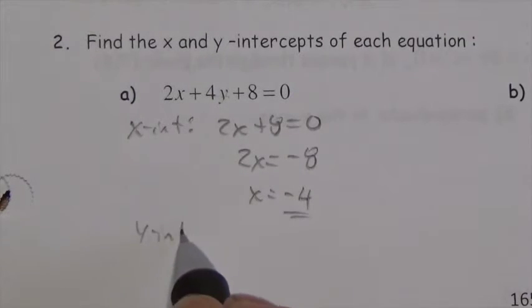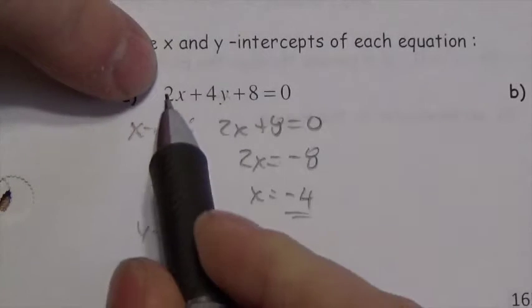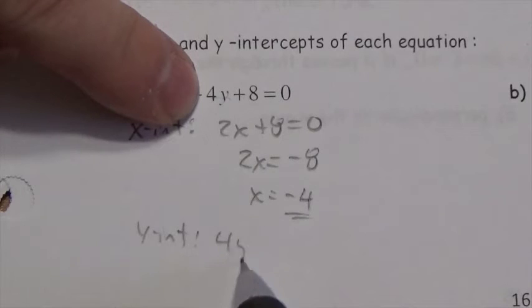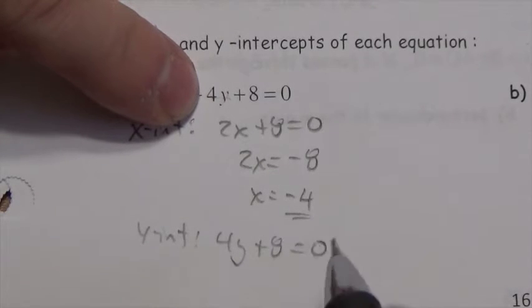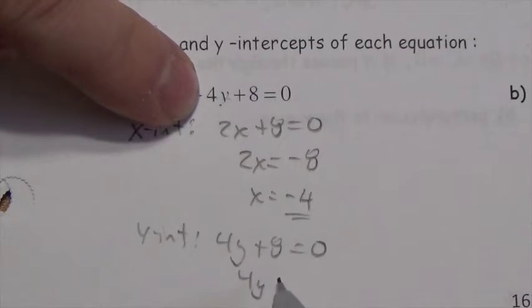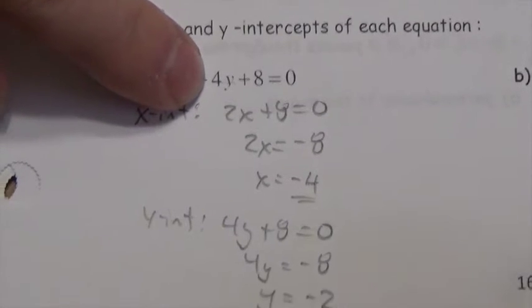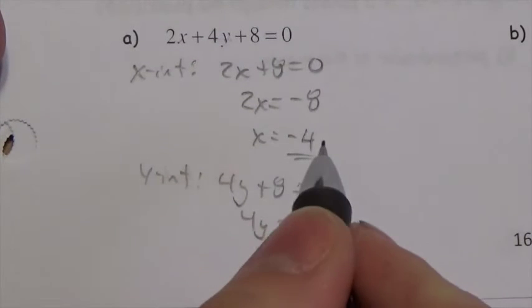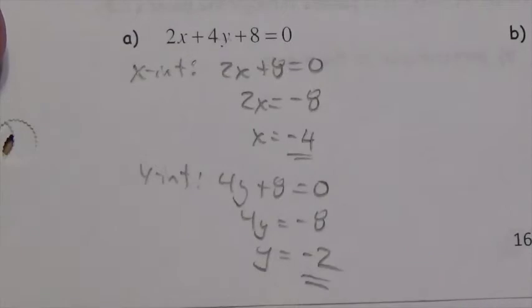The y-intercept, you do the exact same thing, except this time we're going to make the x-coordinate equal to 0, and so we're left with 4y plus 8 is equal to 0. Bring the 8 over, so we get 4y equals negative 8. So divide both sides, and we get y is equal to negative 2. So our x-intercept here is negative 4, our y-intercept here is negative 2.